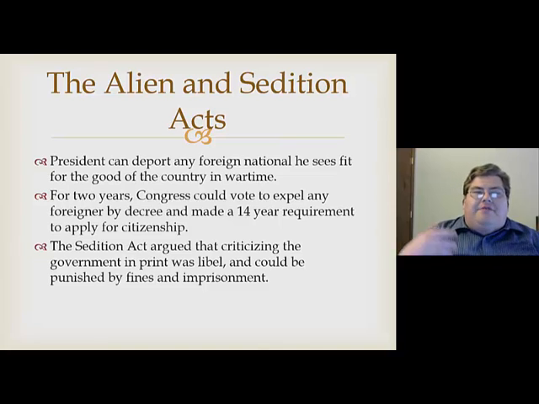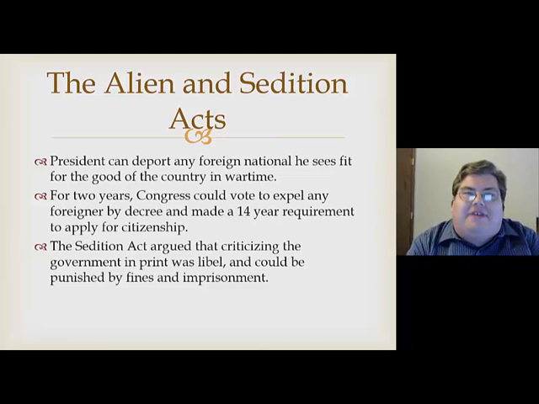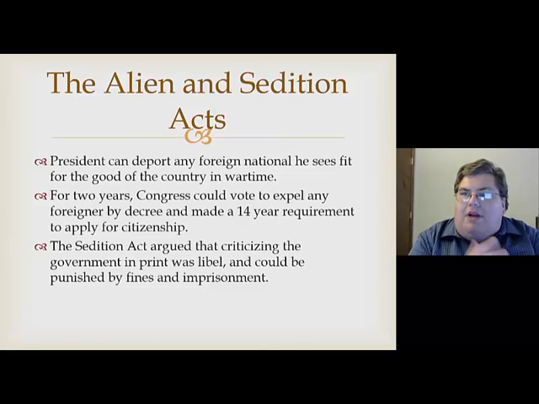We're going to see that with the Alien Act, the president could deport any foreign national he sees fit for the good of the country in wartime. And wartime was taken very loosely because, remember, the quasi-war is undeclared. So what that meant is rather than going through Congress, rather than the rights of the individual, the rights of the citizen, the president could just simply say, you're a foreign national, I deem you a threat, you're expelled from the country.